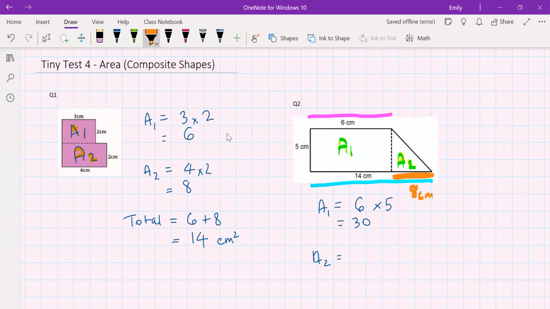So my base is 8. My height is the same as the height I had before, which was 5. That makes it a bit easier. So base is 8, height is 5. It's a triangle, so I need to divide it by 2. 5 8s are 40, divided by 2 is 20. Now I need to do my total, bringing my two areas together. 30 plus 20 is equal to 50, and it's 50 centimeters squared. Hope you got it.